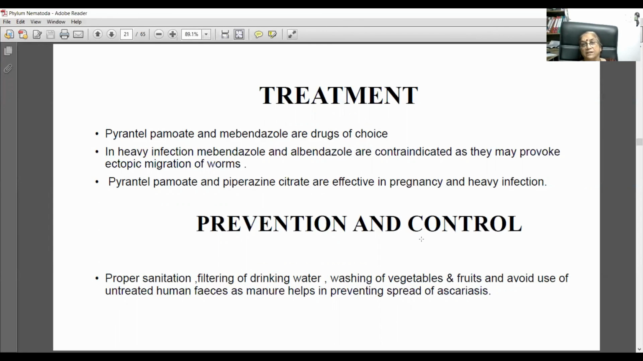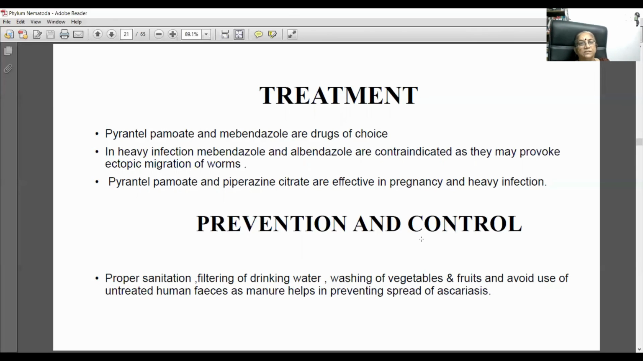Like we have seen earlier, ectopic migration means that apart from the intestine, the worms can go out. So they can come in the mouth, they can come in the nose, they can even travel to the ears, and so on. So ectopic migration is possible. Therefore, you don't give albendazole and mebendazole to these patients. Pyrantel pamoate and piperazine citrate are effective in heavy infection and even in pregnant ladies.